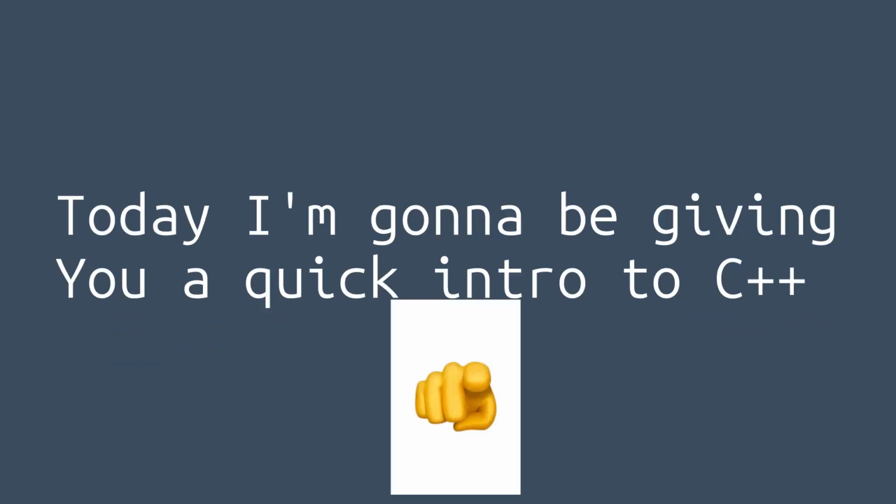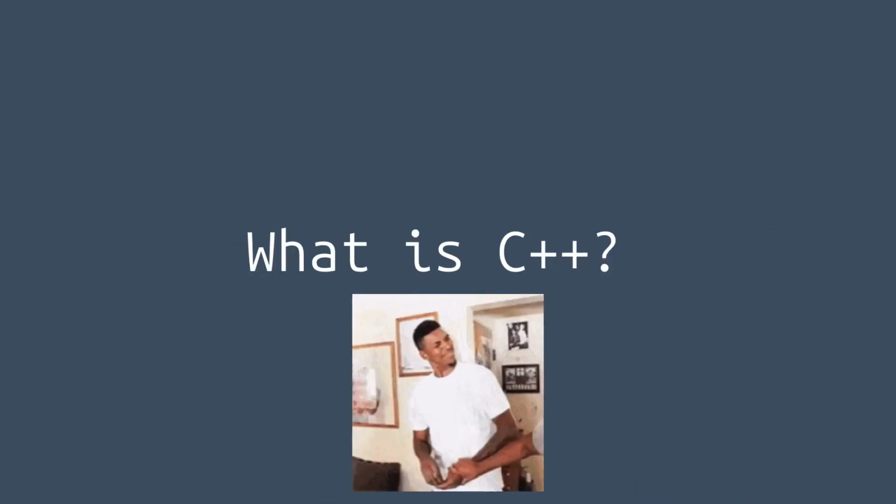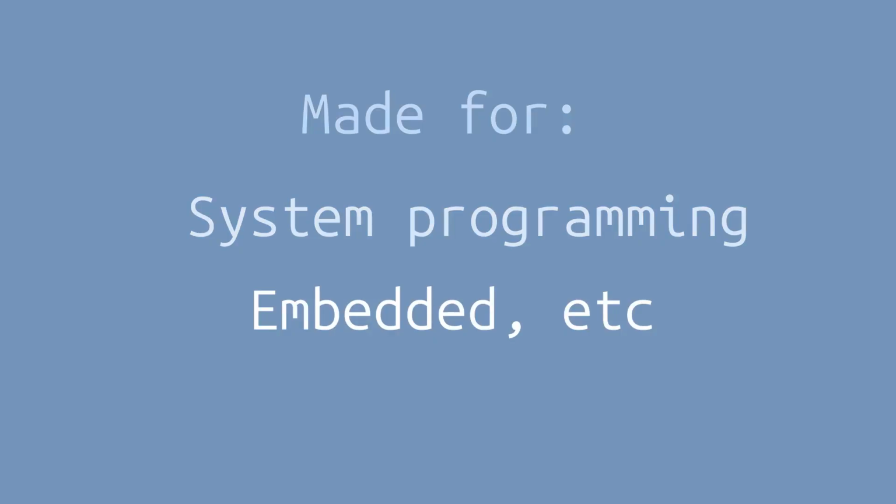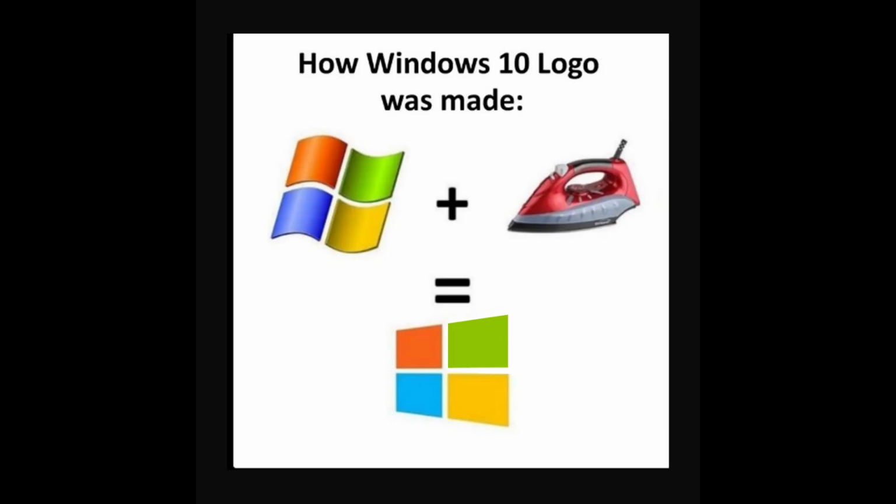Today I'm going to be giving you a quick intro to C++. Let's jump right in. First, let's talk about what is C++. C++ is an object-oriented language made for system programming, embedded, and other purposes. In fact, most of Windows 10 was made in C++.